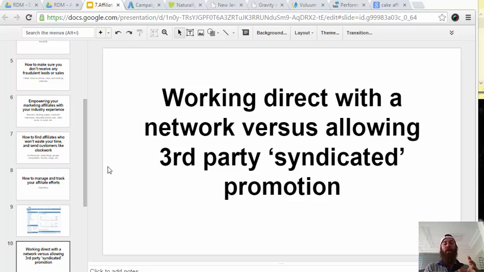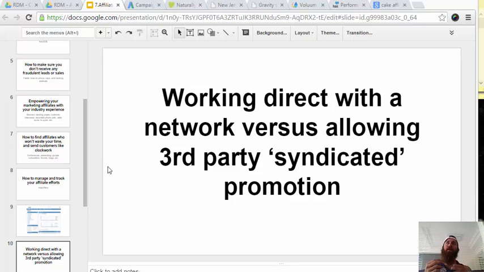Now there's also being able to work with third party, syndicated promotion, and that's when you give, you start up a CPA offer with an affiliate network, but you allow them, basically all they act as is a middleman. So they say, okay, we have a network of thousands of people, and we're just going to tell the whole world, hey, look, Tracy's willing to spend $100 for a sale of her product.